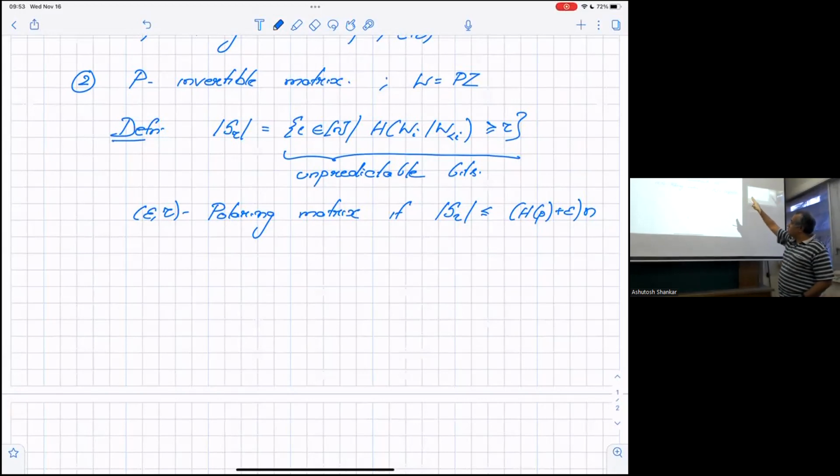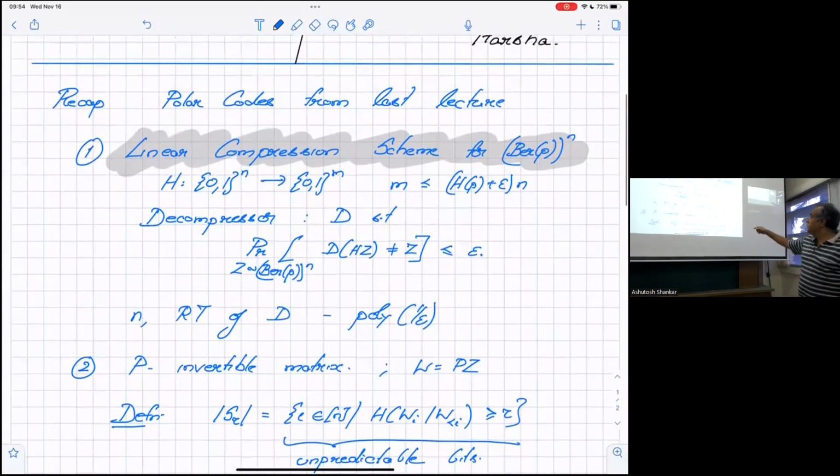Therefore, for each of the predictable bits, the error will be at most tau. Therefore, the total error will be tau n. So if we had a polarizing matrix and we restrict our attention, we have this compression scheme which applies P and restricts it, and we get an error that is just tau times n. Now notice this tau times n is what we want to be this small epsilon. This is the error over here.